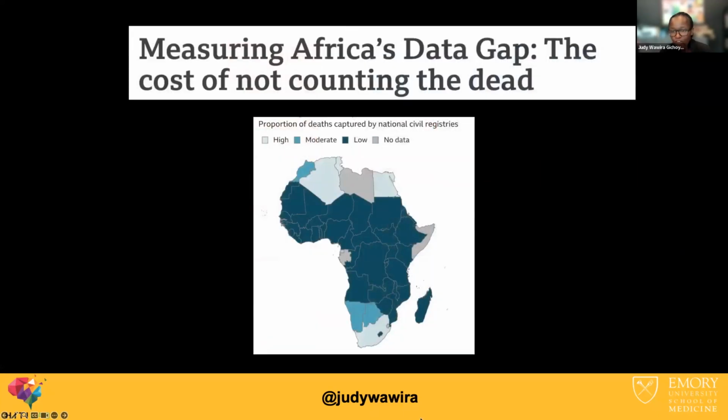But more important for you is that we really don't know how many people died from COVID, right? And so very few people in very few countries in Africa, actually only 8, record more than 75% of the deaths.